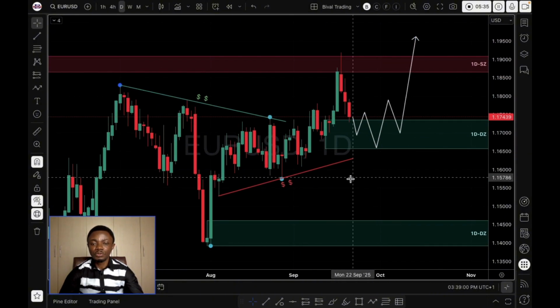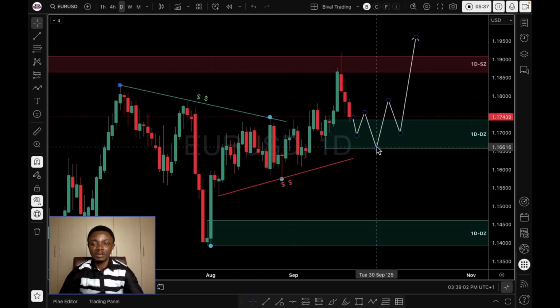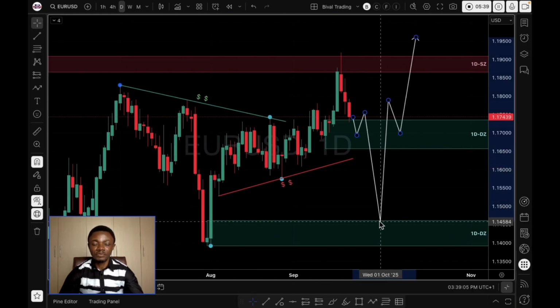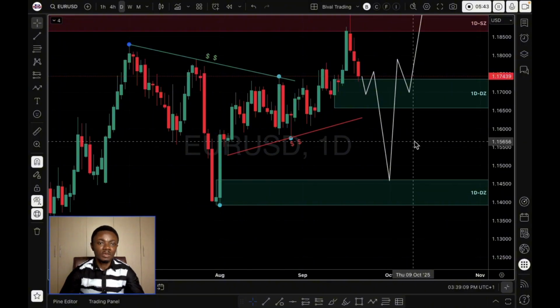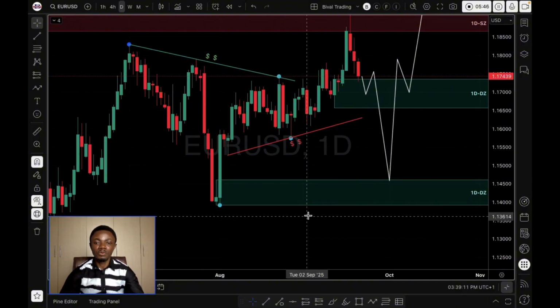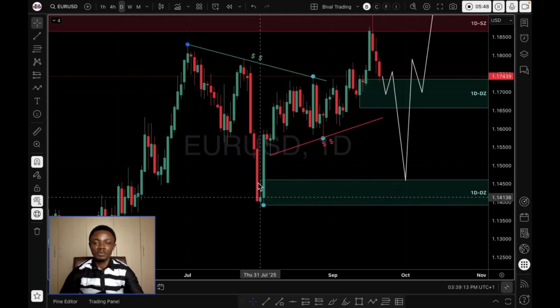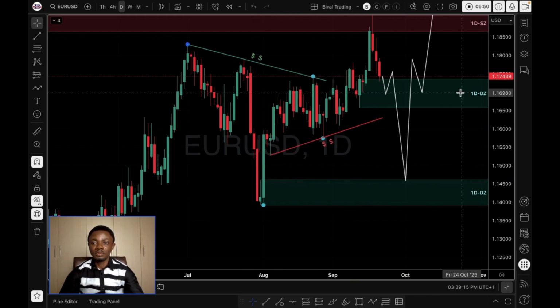If this zone should fail, we'll have this liquidity down here. I'll be waiting for price to drop down to this fresh demand zone here. We will then look for what? Long. So that's what we're looking for in the daily time frame on the Euro USD, a long from here. I prefer this zone to this zone.